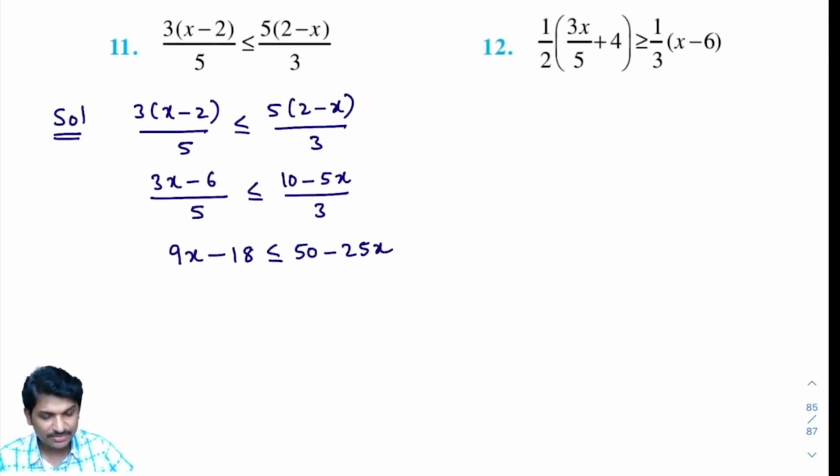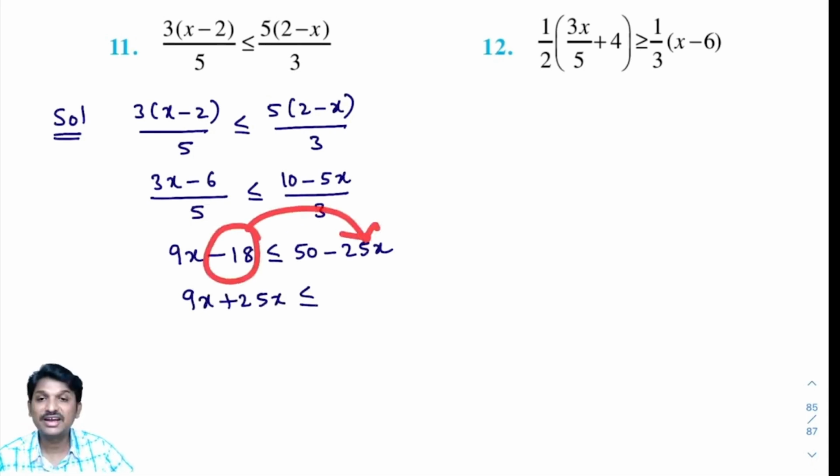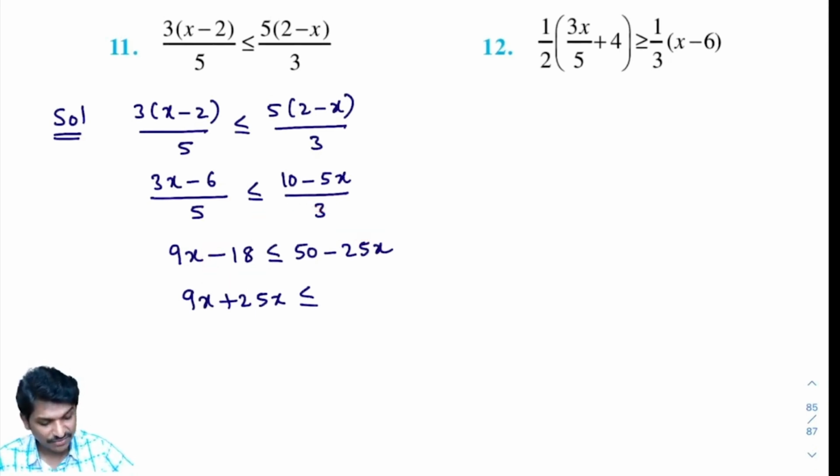You take minus 25x to the left hand side. What you will get: 9x plus 25x is less than or equal to, you take minus 18 to the right hand side, then it becomes 50 plus 18. 50 plus 18 is 68. And 9x plus 25x is 34x, less than or equal to 68.